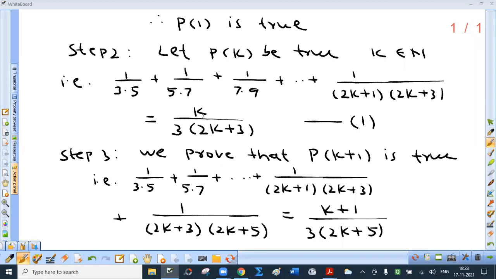On right hand side also, replace k by k plus 1. So it is k plus 1 upon 3 into, previously it was 2 times k, now it is 2 times k plus 1, that is 2k plus 2 plus 3, that is 2k plus 5. So we have to prove this. We begin with LHS and we show that LHS is same as RHS.